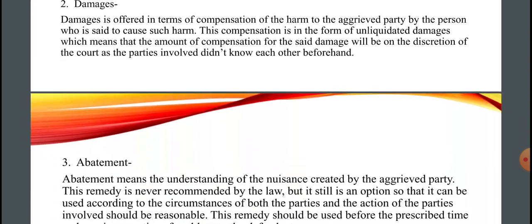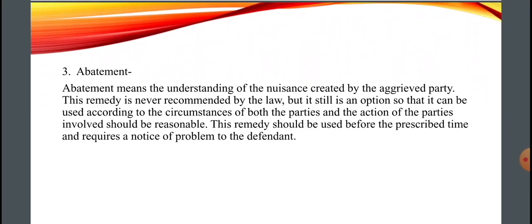Third is abatement. Abatement means the removal of the nuisance by the aggrieved party. This remedy is never recommended by the law, but it still is an option, so that it can be used according to the circumstances of both the parties, and the action of the parties involved should be reasonable. This remedy should be used before the prescribed time and requires a notice of the problem to the defendant.